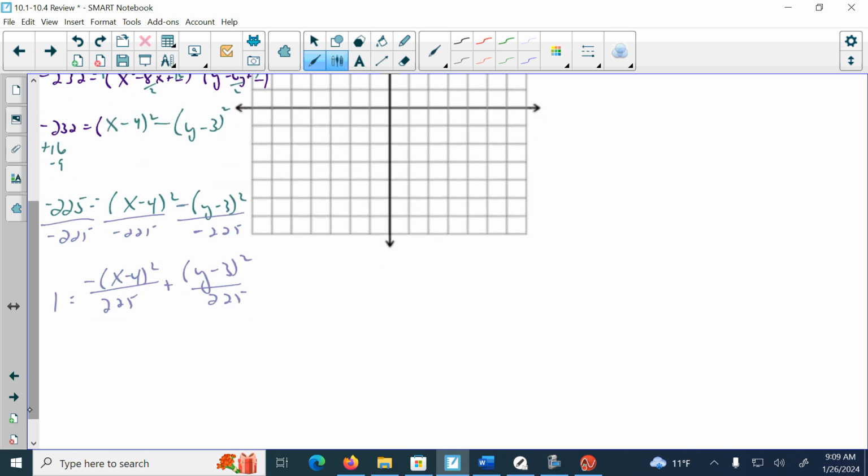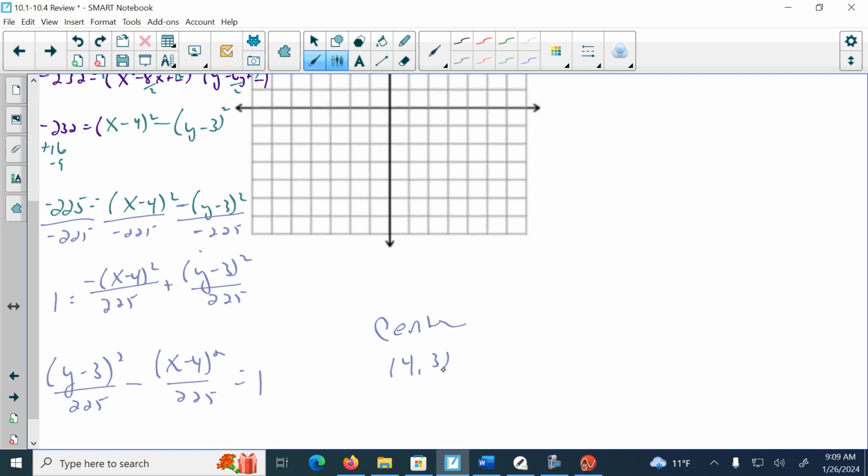So just to write it in the format that we're used to, the y is what's positive, so I'm going to put that first. The x is negative, so I'm going to put that second. And then this is equal to 1. So then my center is going to be, from here it's easy breezy, right? 4, 3. The square root of 225, I believe, is 15.